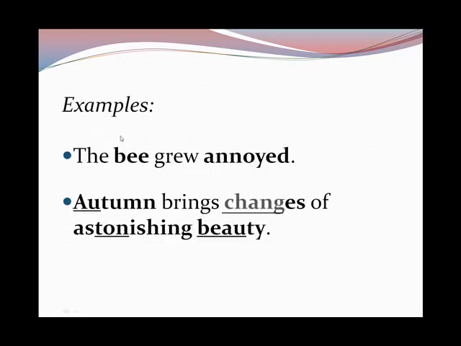Examples: The bee grew annoyed. In this sentence, we have three content words: bee, grew, annoyed. But I choose not to stress grew so that I have alternating stress. The resulting rhythm is the bee grew annoyed, dun da dun, 1 and 2.